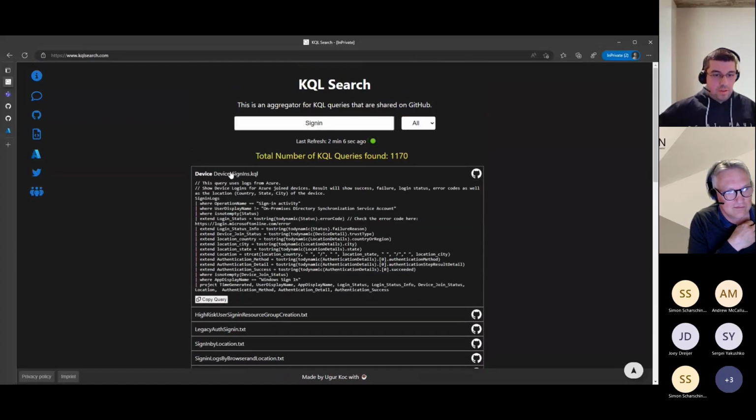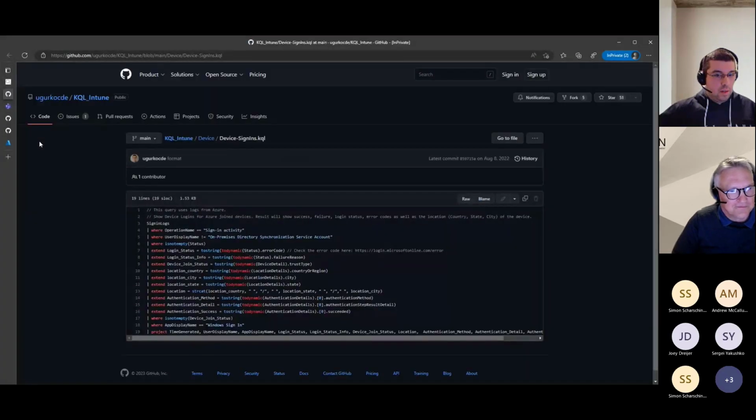I can press on this query, and it will show me the query. You can copy the query here directly and copy paste it to your Log Analytics workspace just to run the query. You can also press on the little GitHub button on the right side, which will open the queries in GitHub.